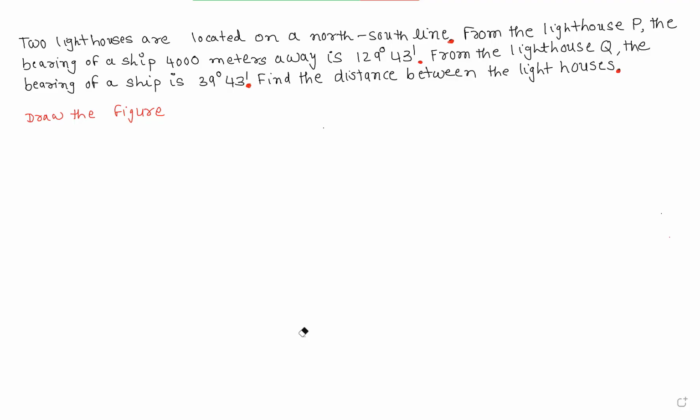Let's draw the figure. Two lighthouses are located on a north-south line. So this is my north-south line. From the lighthouse P, the bearing of a ship 4,000 meters away is 129 degrees 43 minutes. So from this lighthouse, the ship is 129 degrees and 43 minutes due north. So this angle can be labeled as 129 degrees 43 minutes.